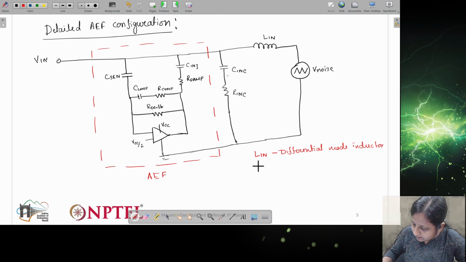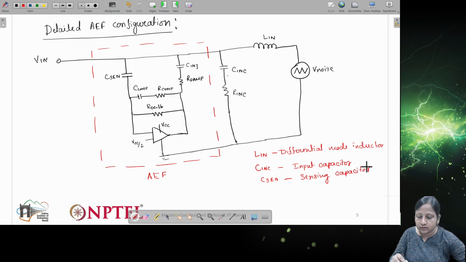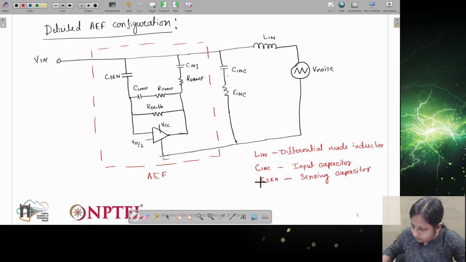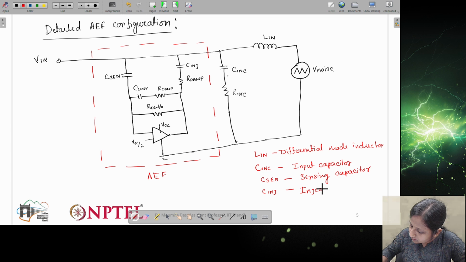Right. C in, input capacitors. C sense, sensing capacitor. C sense is shown here, C in input capacitor shown here, and C inj here. So that is the injection capacitor. So basically the noise cancelling signal that we will be providing, for that this capacitor is connected.